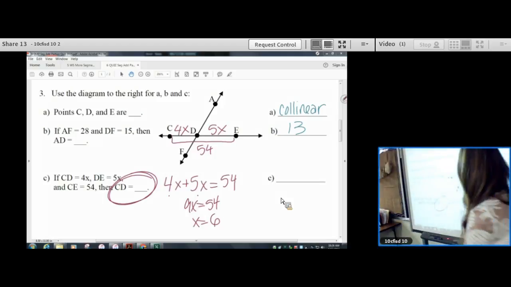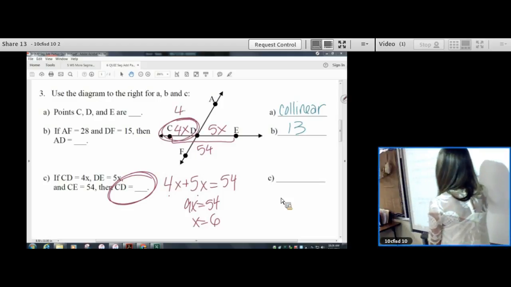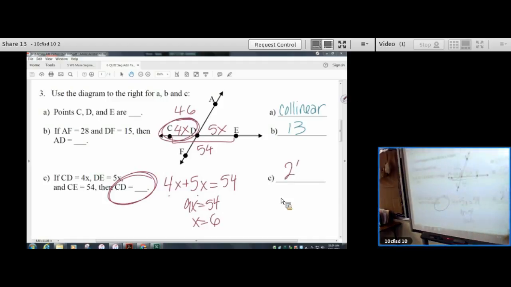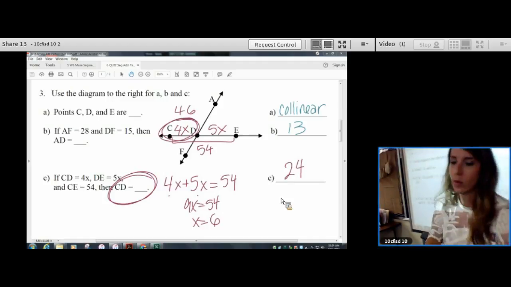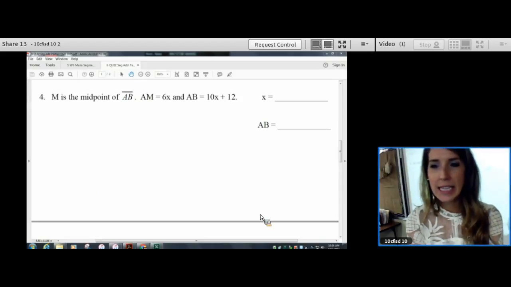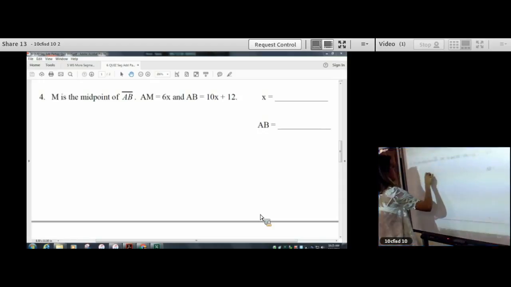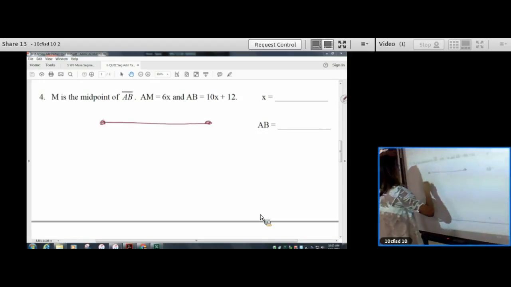So we got X is 6, but we wanted CD. CD is 4 times X, so it's 4 times 6. The answer is 24. Number 4, M is the midpoint of AB. AM is 6X and AB is 10X plus 12. Solve for X. Okay, so we definitely draw a diagram.